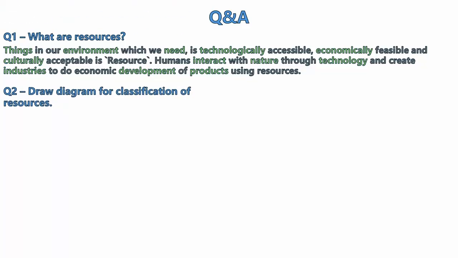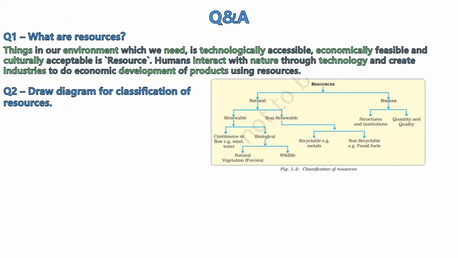Draw a diagram for classification of resources. See, the resources can be classified as either natural or human. Who are human resources? Human resources are nothing but people who have skills. Let's say farmers, carpenters, metal workers, engineers, civil engineers, mechanical engineers, all of us humans who have some skills are human resources, right? We can think of them as human resources. And we build industries, structures, institutions, and we produce qualitative products.